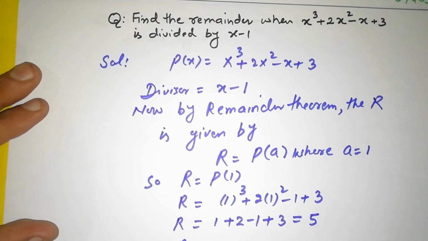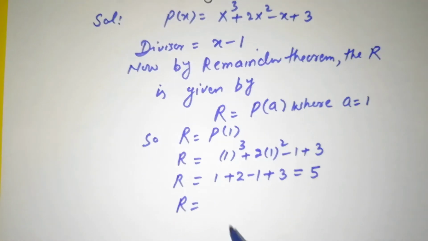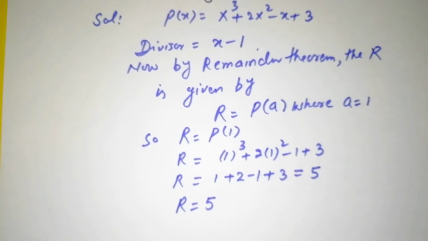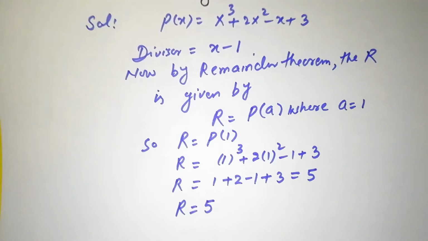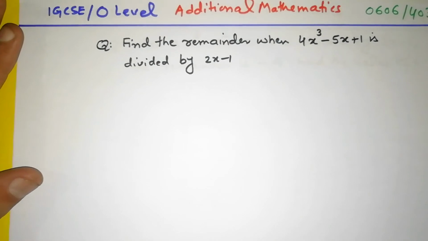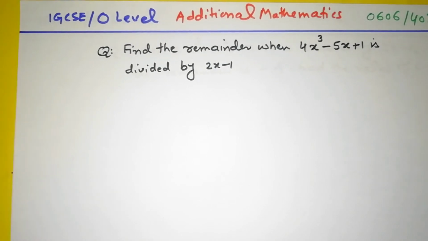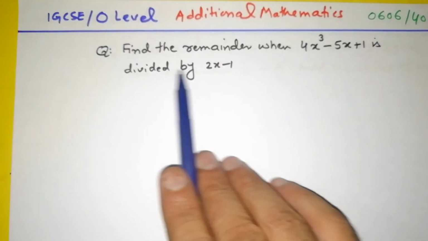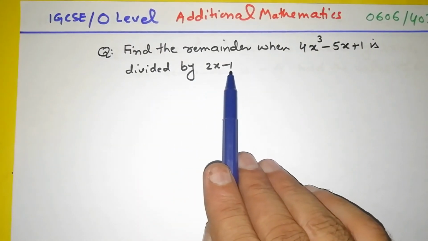So the remainder is 5 in this question. Very simple question, very easy question. So we solve another example regarding remainder theorem. See here students, this is a question. Find the remainder when 4x cube minus 5x plus 1 is divided by 2x minus 1.